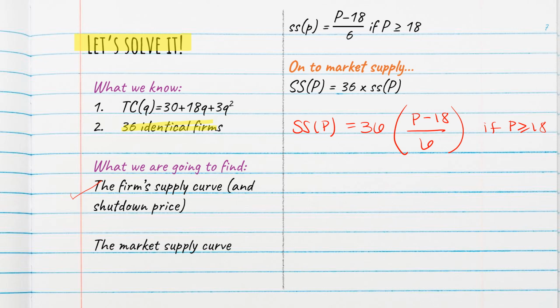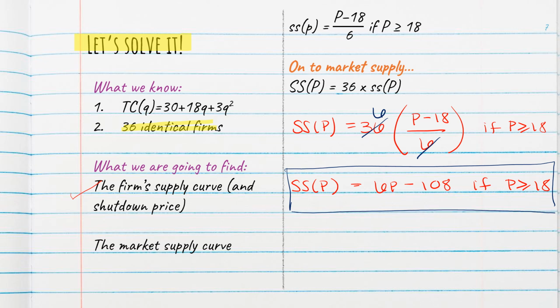We can do a little bit of canceling. The 36 cancels with the 6 to become a 6. And then some simplification. The short-run market supply curve is equal to 6P minus 6 times 18, which is 108, if price is greater than or equal to 18. And that is actually our final solution. Finding this market supply curve is just one step further, really, than finding the firm supply curve and the firm shutdown price.